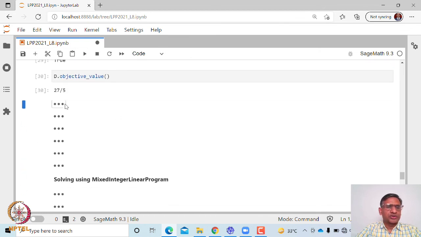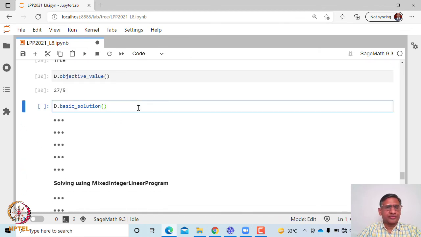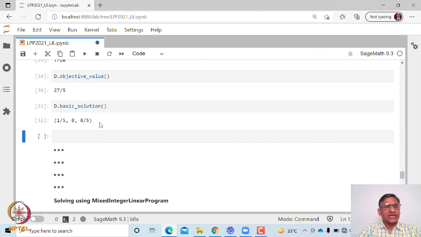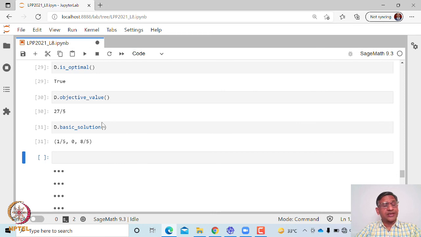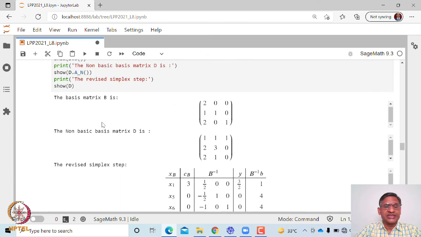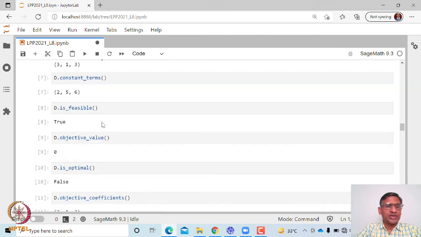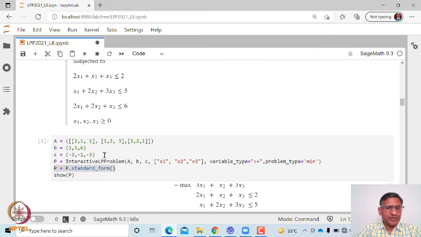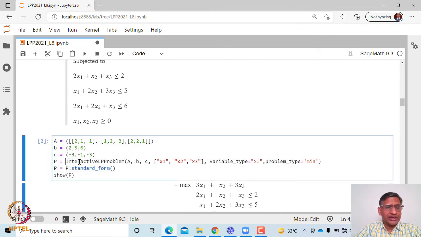Right. So that's how you can solve. Of course, you can check what is the solution. So d dot basic solution will give you x1 is equal to 1 by 5, 0, x3 is equal to 8 by 5. That is how you solve step by step using this inbuilt Sage function. So remember what is the main step here. Once you have defined this P, that is the problem, using interactive LP problem which we have used earlier.